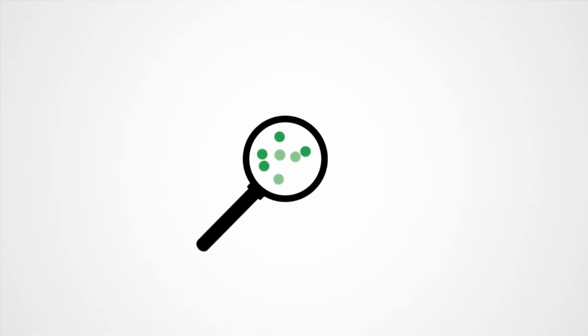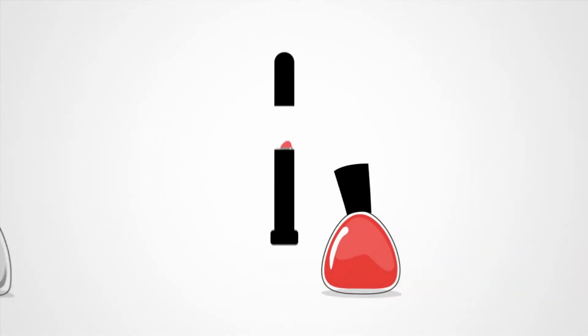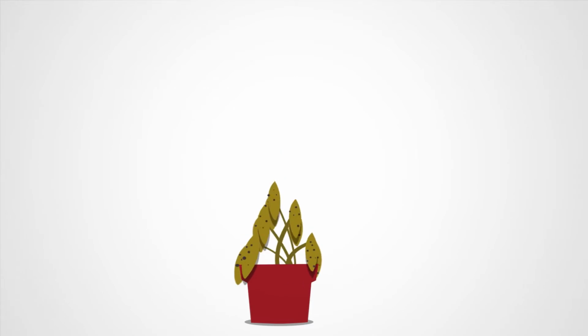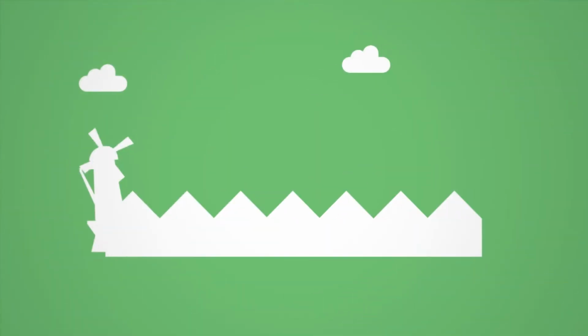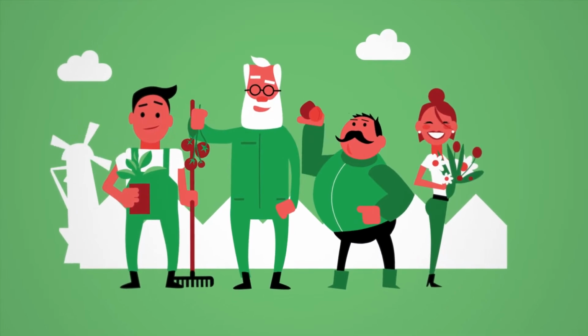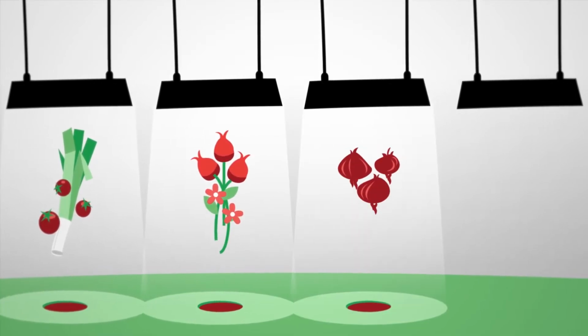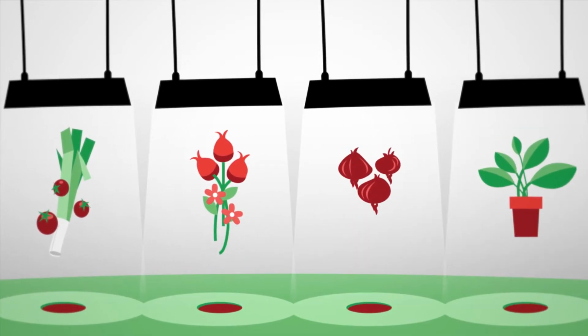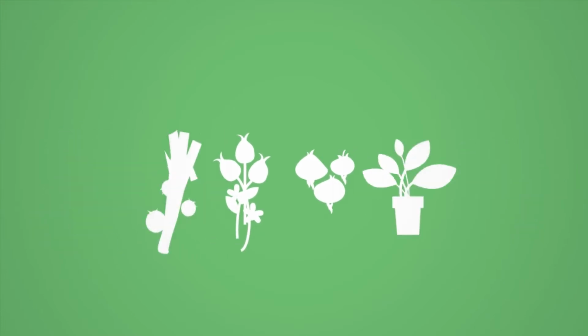Are you looking for innovative plant compounds for new cosmetics, natural crop protection, or fragrances? The Dutch horticultural sector will help you. Many plant species are grown in Dutch greenhouses, including vegetables, flowers, bulbs, and pot plants. All these plants contain valuable compounds.